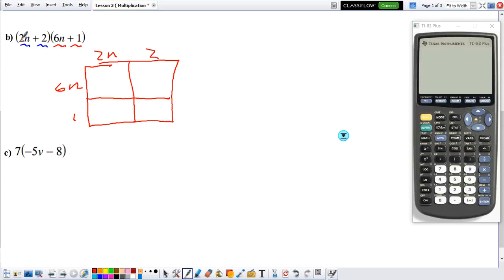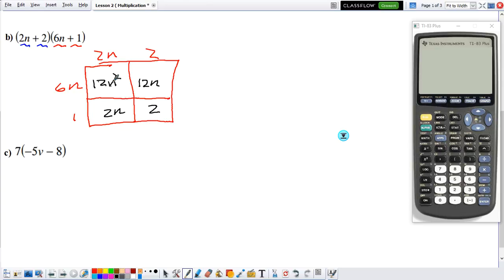So now we create our box according to what we need to multiply. So now we need to figure out what goes inside this box. So let's figure it out. 6n times 2n. Well, we gotta remember, number times number, letter times letter. So 6 times 2, that's 12. n times n, that's n squared. So what goes in the other box? 6n times 2. So 6 times 2, that's 12, and n. There's nothing to multiply the letter with. So now, what goes inside this box is 1 times 2n, which is 2n. What goes in this box is 2 times 1, which is just 2.